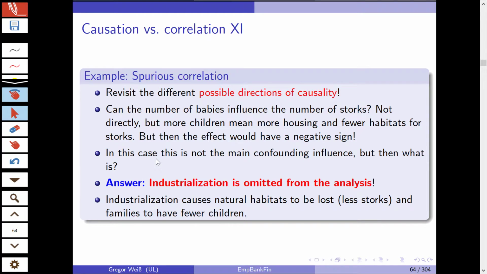So this is not the case here, but it's a confounding influence. But what is it? The answer is it's industrialization. If you have an industrialized country or more industrialized region, industrialization causes natural habitats to be lost. So you have fewer storks, and families on average will have fewer babies. So it's not more storks, more babies, but rather industrialization causes fewer babies and fewer storks, and it's a classic example of spurious correlation from an omitted variable bias.